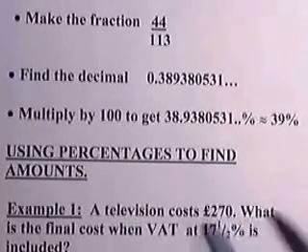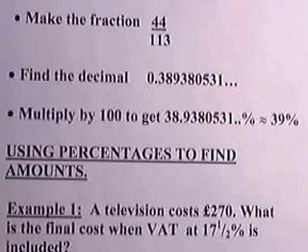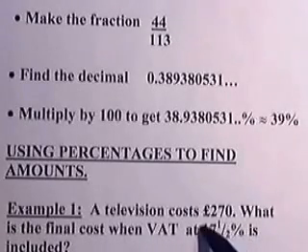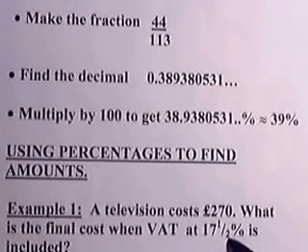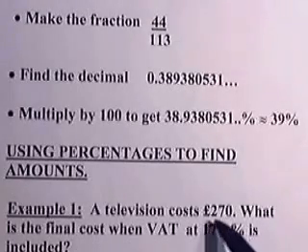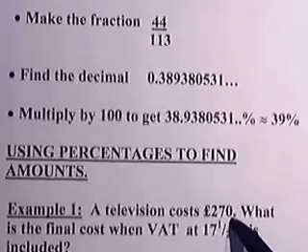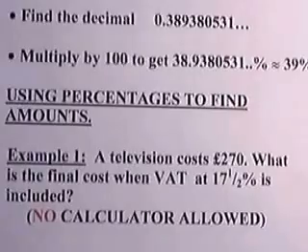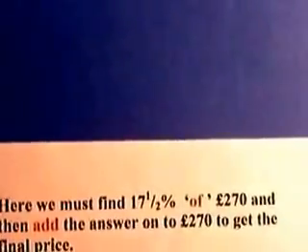Here's an example of how it works. A television costs £270. What is the final cost when VAT at 17.5% is included? Now this 17.5% looks a very, very difficult percentage to play around with. In fact, if we break this up, we will be able to find 17.5% of this without any calculator. So let's see how you do that. No calculator allowed, so put it away.